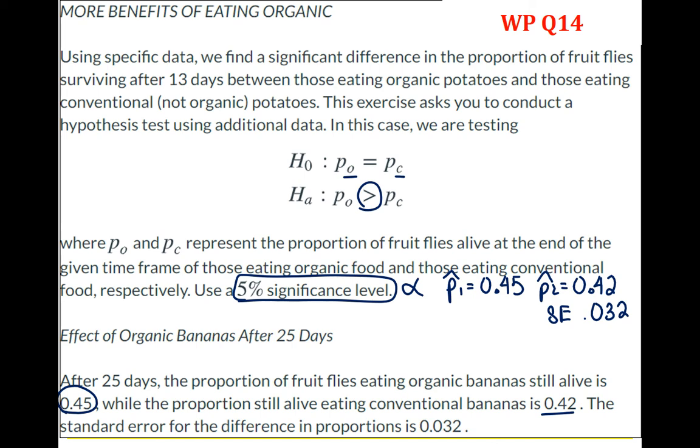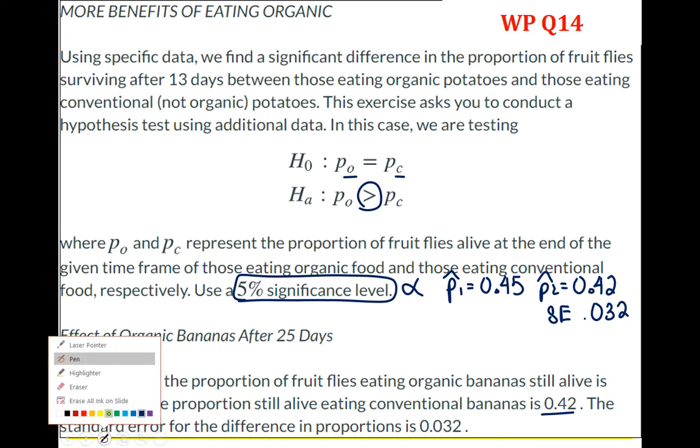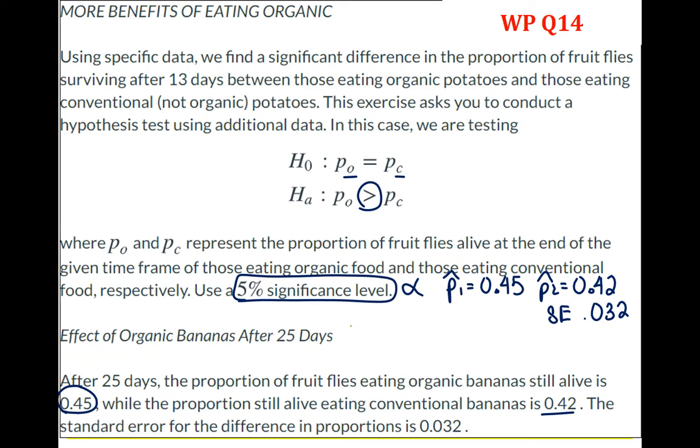All right. So where's my sample statistic at? I'm going to change color here. My sample statistic is going to be P hat 1 minus P hat 2. If I subtract those two values, I get 0.03. Now what do I got to do?